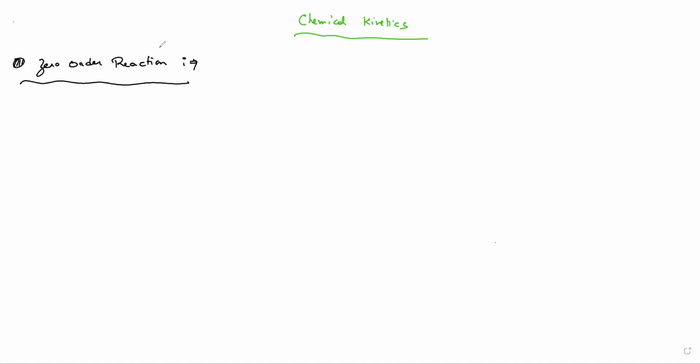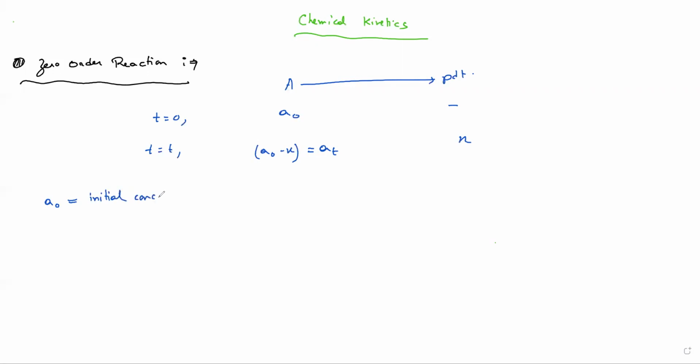Now zero order reaction. Suppose A changes to product. At T equals to zero, initial concentration is A naught. At T equals to T, A naught minus X, which is AT. What is AT? AT is the final concentration at the time T, and this one is X. Just write down, A naught is initial concentration at time equals to zero. AT is the final concentration at time T.